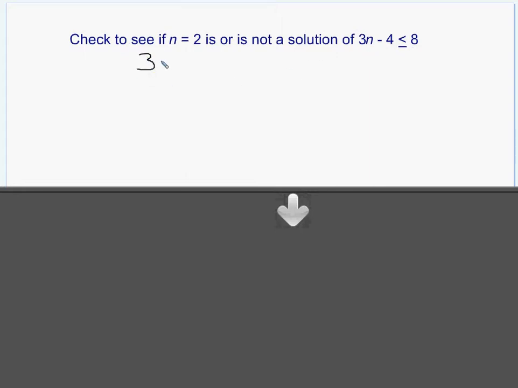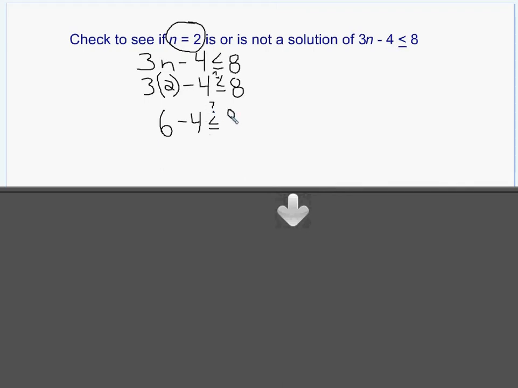So first I'm going to write it. 3n minus 4 is less than or equal to 8. Now I'm going to substitute. They told me n equals 2. So 3, forget your parentheses, we don't want it to look like a 32, minus 4 is less than or equal to 8. Do we know this? No, we don't know this. So make sure you put a question mark up there. Okay? So 3 times 2 is 6. So 6 minus 4, don't know if that's less than or equal to 8. And even if you do know, I need you to put that question mark there. We're developing good habits here.